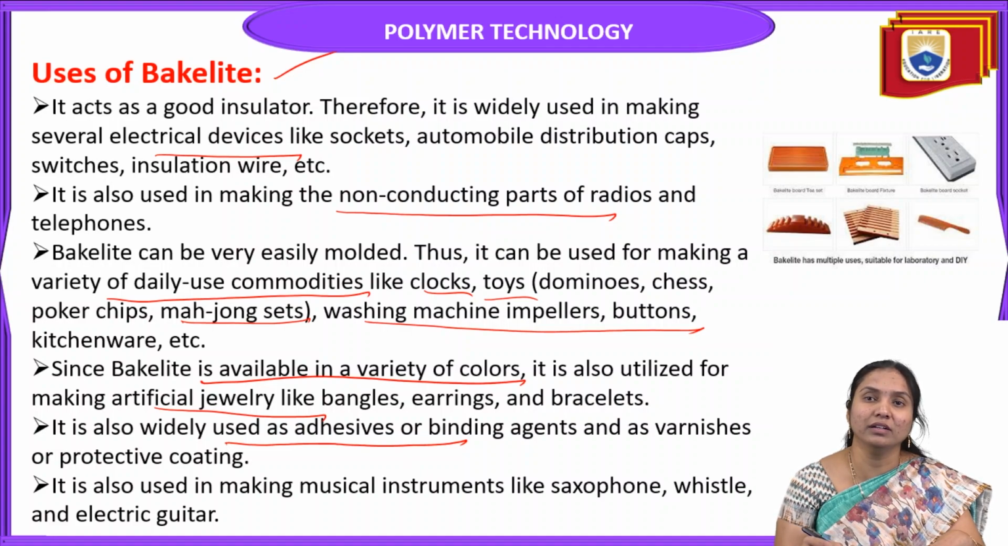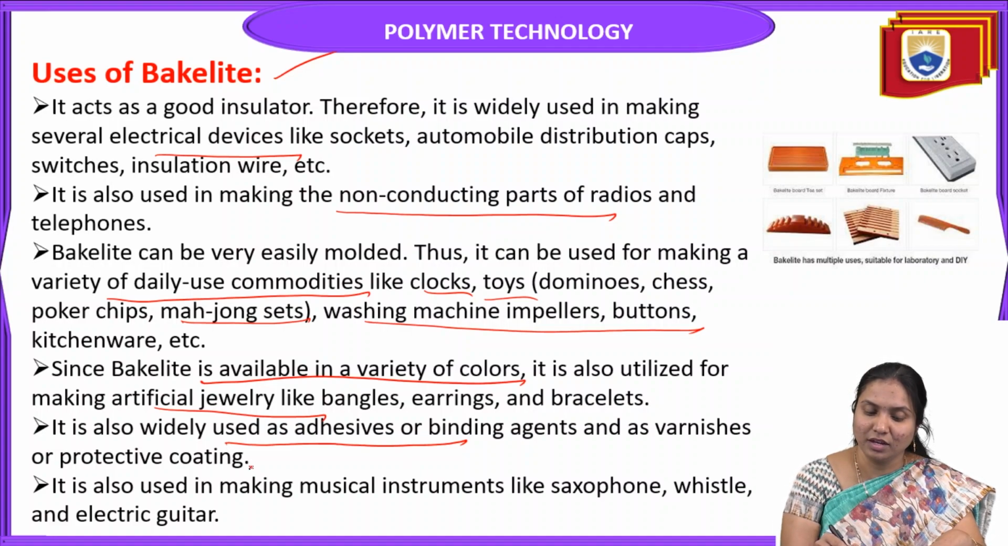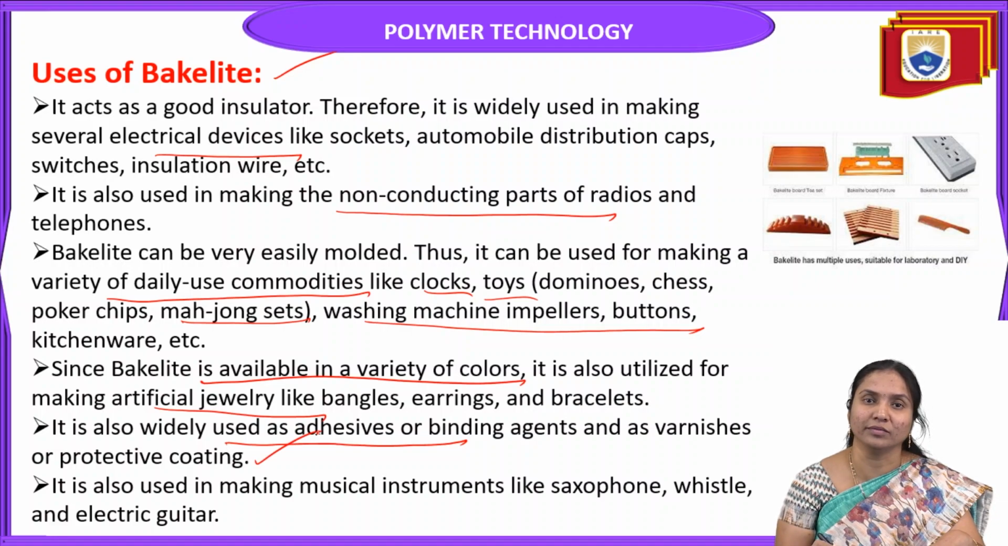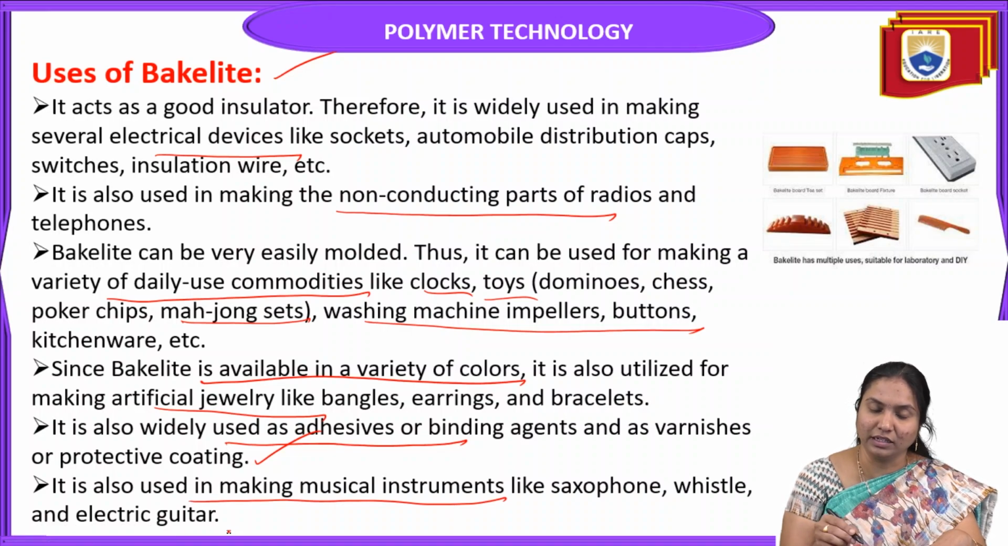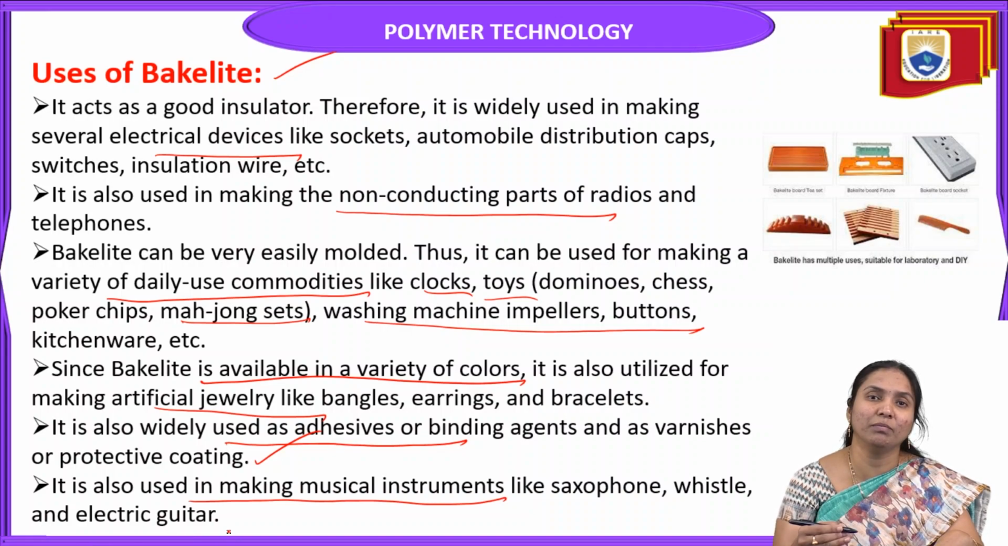It is used in varnishes and as protective coatings. It is also used in making musical instruments like the saxophone, whistle and electric guitar. So musical instruments are also prepared from this bakelite material.